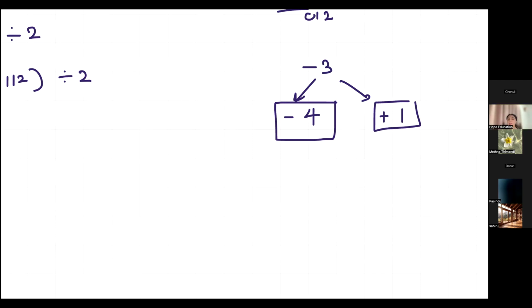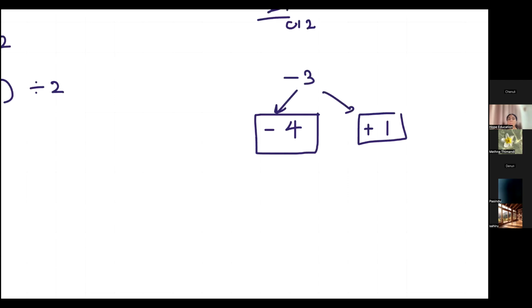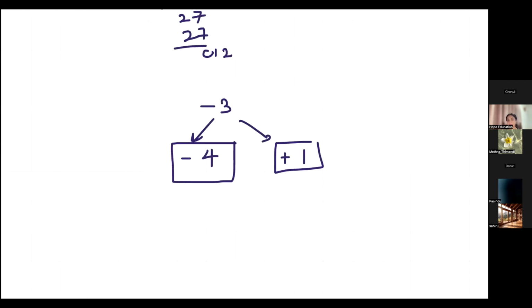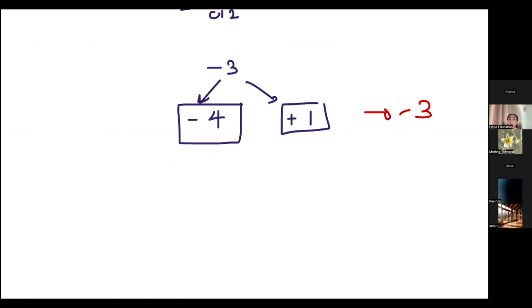Okay, so y'all say -4 plus 1. -4 plus 1, yes, we get the answer as -3. That seems correct. What if now this has to be divisible by 2?